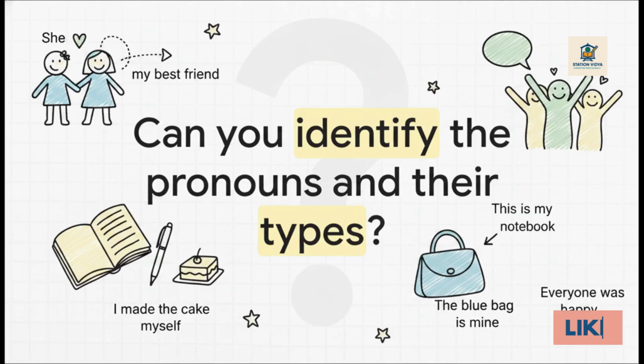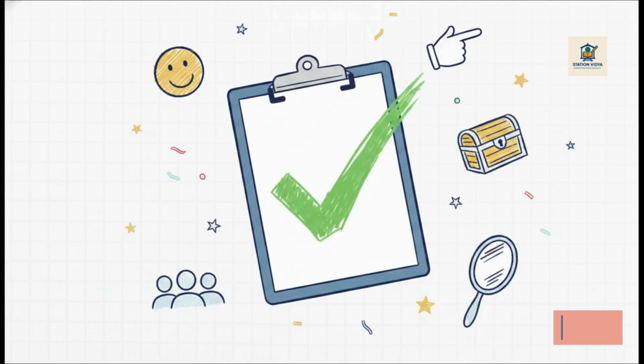Are you ready? Okay, number 1, she is my best friend. Number 2, this is my notebook. Number 3, the blue bag is mine. Number 4, everyone was happy. And number 5, I made the cake myself. I'll give you just a brief second to lock in your answers. Okay, let's see how you did.